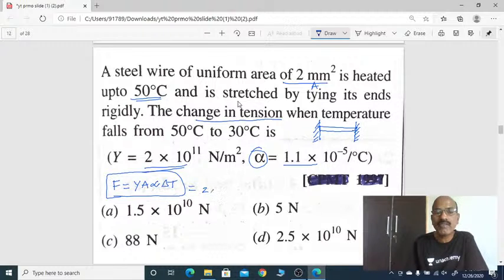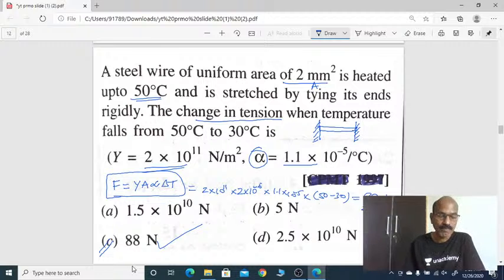Y, Young modulus is given as 2 into 10 power 11, into area of cross section given as 2 millimeter square, converted into meter square, 10 power minus 6, into alpha given as 1.1 into 10 power minus 5, into rise in temperature, final minus initial, 50 minus 30. That's it. Simplify all the values given. You will get tensional force 88 Newton as the correct answer.